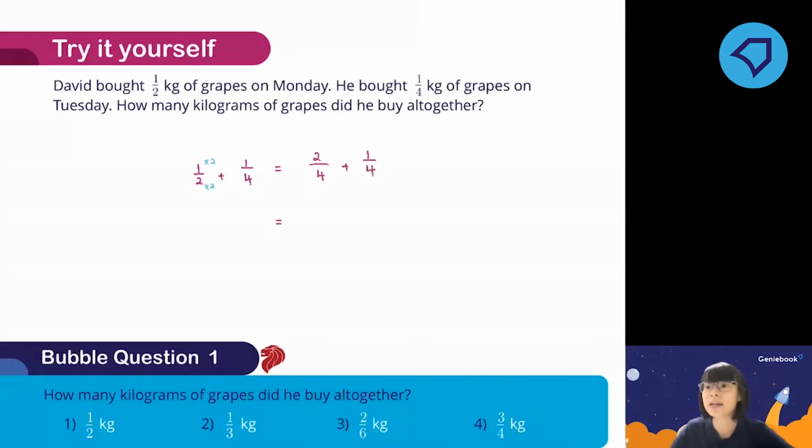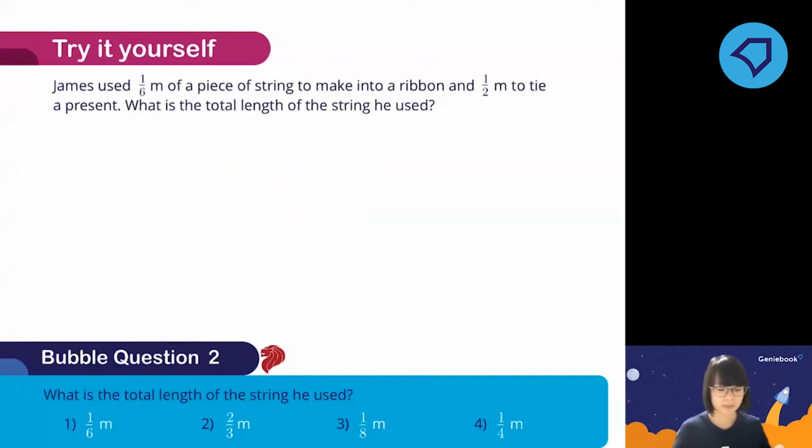Okay, and your final answer would be 3/4. Only add the numerators. Okay, you cannot add the denominators together. So the answer would be option number 4. A lot of you gave me option number 3. If you gave me option number 3, means you did not make the denominators to be the same. Okay, if you never make the denominators to be the same, means ta-da, you get the incorrect answer. Okay, any questions so far? No question. Let's move on to the next one over here.